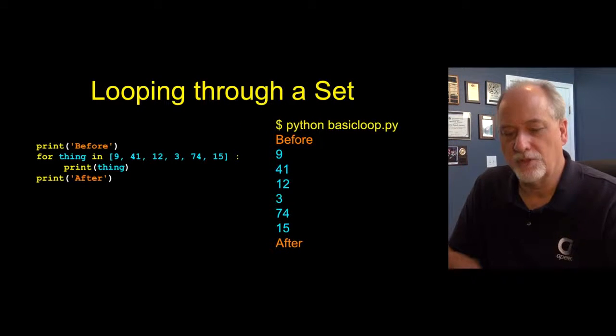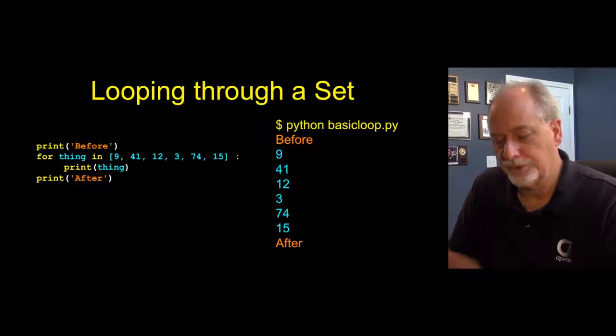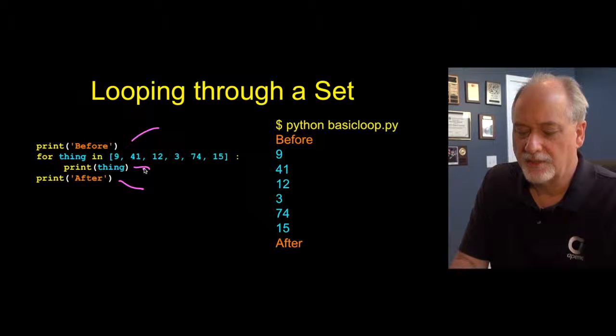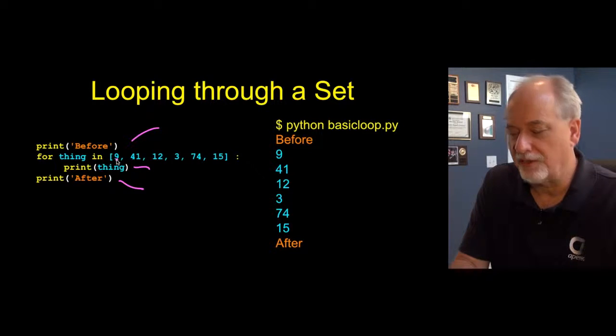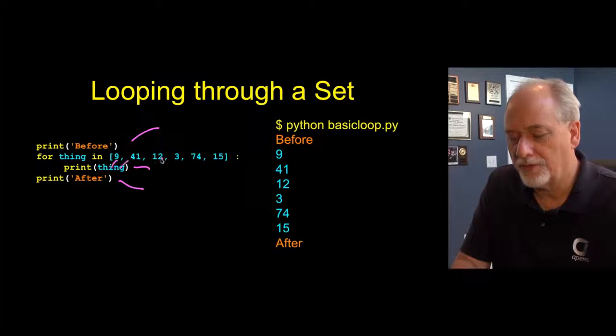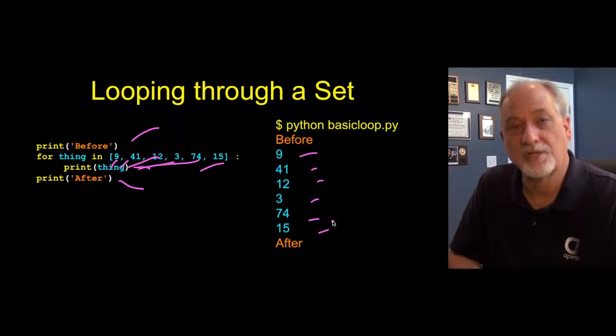So we're going to use this loop. It's just going to loop through a set of 6 numbers. We're going to do something before the loop, something after the loop, and then run the loop some number of times. In this case, thing is our iteration variable, because I'm using unmnemonic variables now. So this is going to run 9, 41, 12, 3, 74, and 15. It's going to print these things out. So it runs this loop 6 times, and away we go.